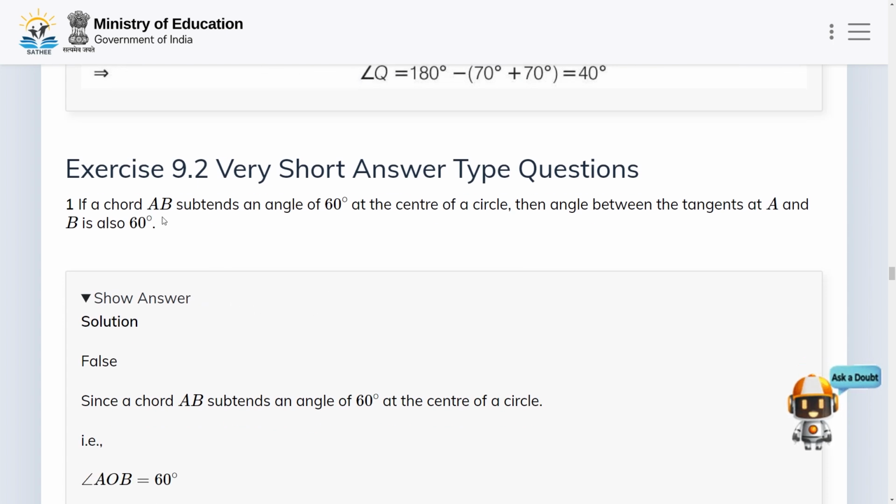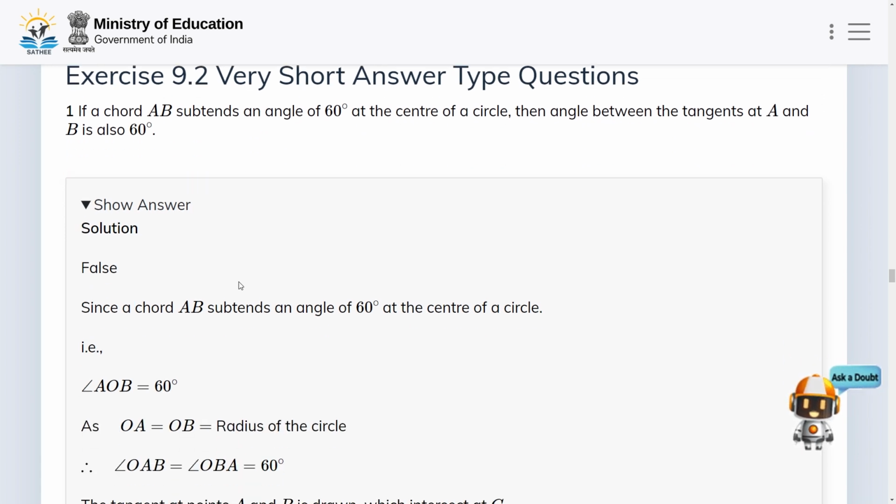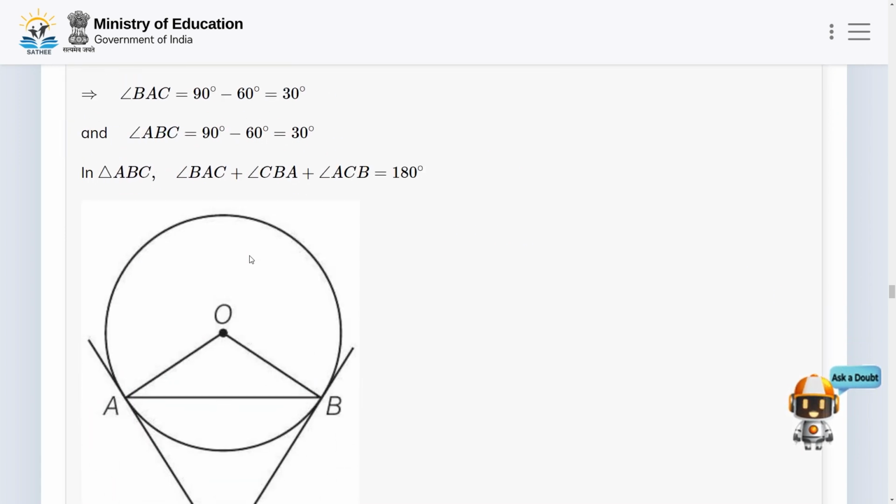But here we have given, if a chord AB subtends an angle of 60 degrees at the center of a circle, then the angle between the tangents at A and B is also 60 degrees. So this statement is a false statement. Now let us move to the next problem.